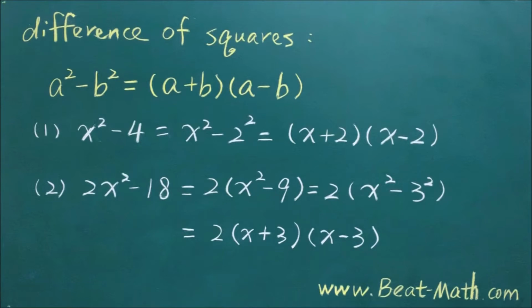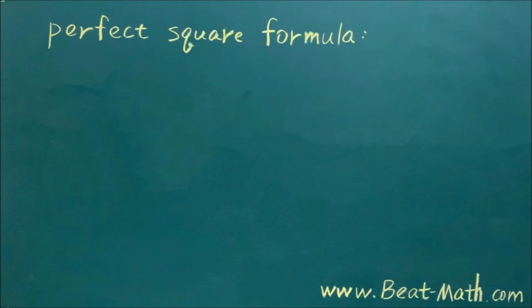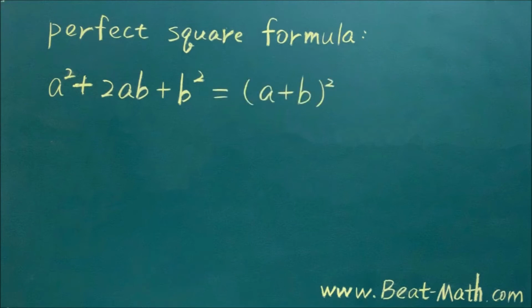Next, I'm going to show you the two forms of the perfect square formula and how to use them in factoring. The first form of the perfect square formula is a squared plus 2ab plus b squared equals the quantity of a plus b squared. Let's try this formula out with some examples, like this. X squared plus 6x plus 9.